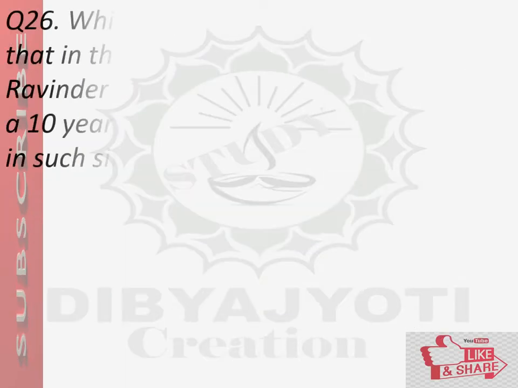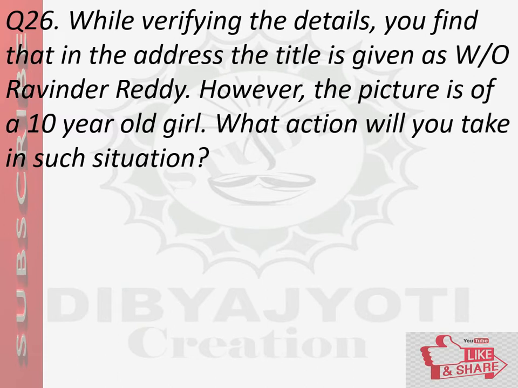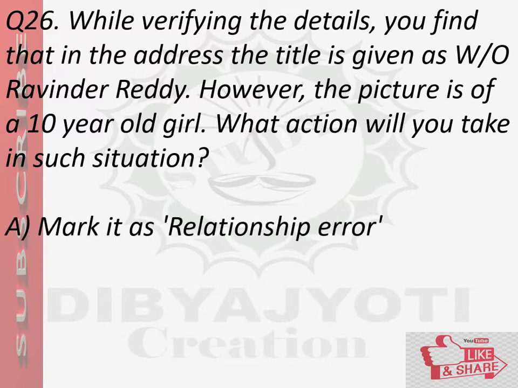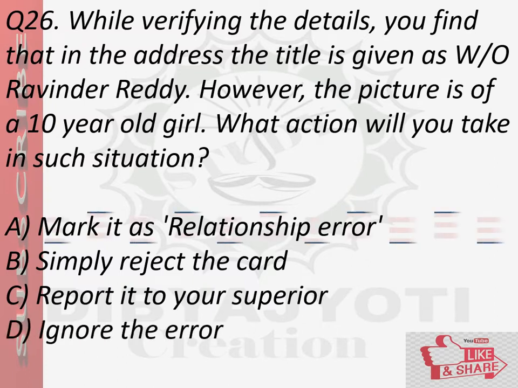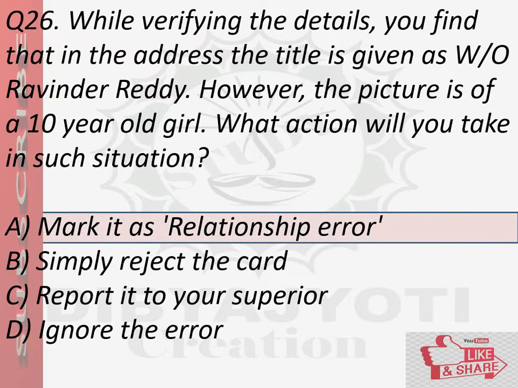Next, while verifying the details, you find that in the address the title is given as wife of Rabinder Reddy. However, the picture is of a 10-year-old girl. What action will you take in such situation? Options are: option A, mark it as relationship error. Option B, simply reject the card. Option C, report it to your superior. Option D, ignore the error. And answer is mark it as relationship error.